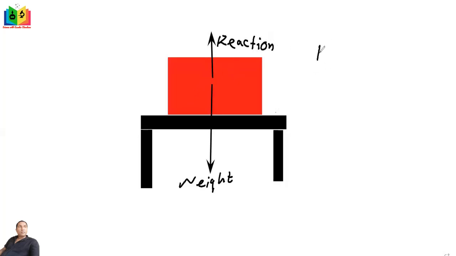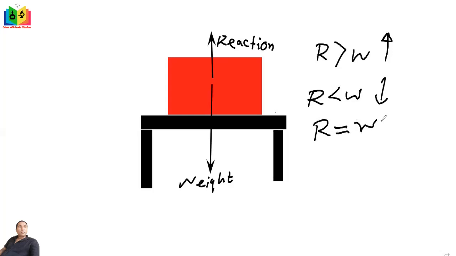What will happen if reaction is greater than weight? If reaction is greater than weight, the object goes upward, no? And also, if reaction is less than weight, this object moves downward, right? So now think about if reaction is equal to W, this object becomes at rest. This situation is known as equilibrium, no? Now we have learned what is meant by equilibrium.